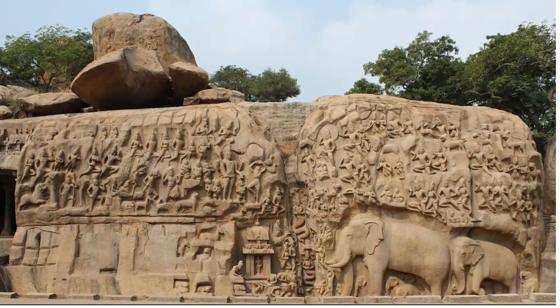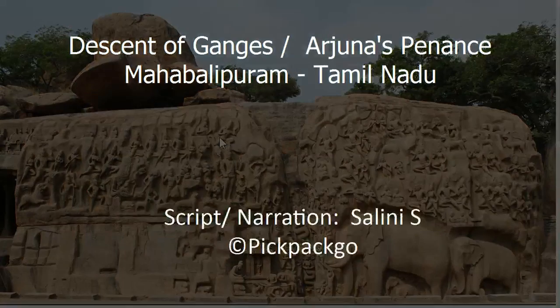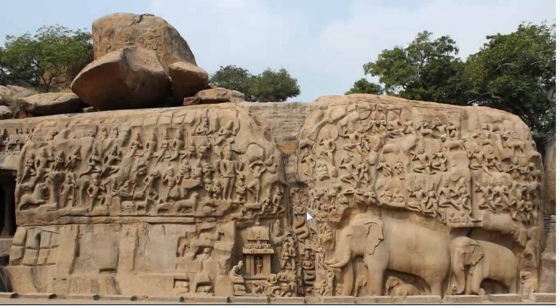So I take immense interest in understanding the story behind the ancient sculptures of India. Here, we are looking at one of the most famous sculptures in India, popularly known as the Descent of Ganges. This sculptural marvel is located at Mahabalipuram. It is a small town in the Kanchipuram district of Tamil Nadu.